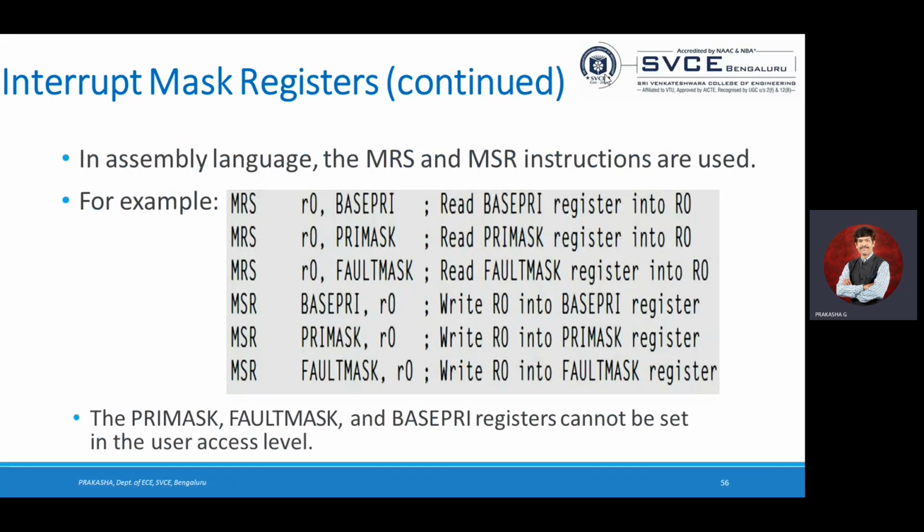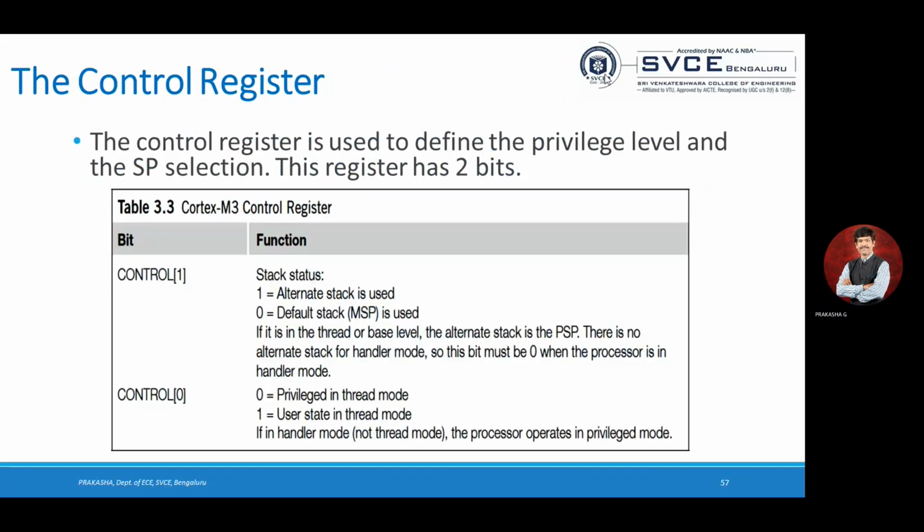Base primary can be read, base primary can be written, fault primary can be read, fault primary can be written, and also primary mask can be read and written. All three can be read and written. This is up to here the interrupt, three different PSRs. In PSRs, we are going to call the three different types of interrupts.